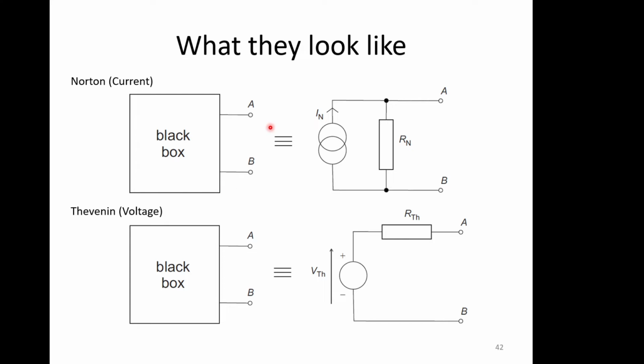So this is the theorem definition in pictures. Whatever's in your black box can be described by a current source and a resistor. Whatever's in your black box can be described as a voltage source and a resistor. So just get that concept, because this means that whatever's in here can be simplified down to just this.